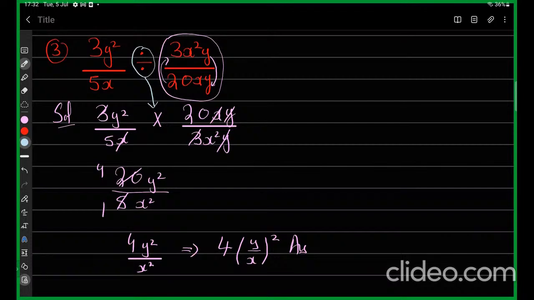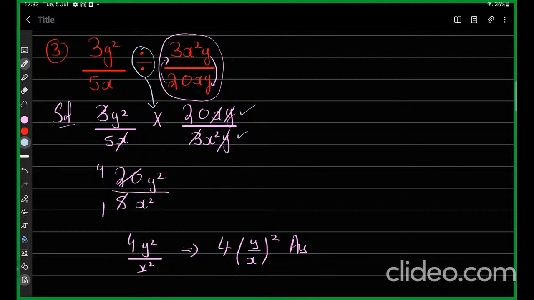And in order to balance this change, we are taking the reciprocal of the second fraction. So the reciprocal of the second fraction basically gave you 20xy in numerator and 3x squared y in the denominator. Then 3 and 3 were cancelled, x and x were cancelled, y and y were cancelled, and we were left with 20y squared divided by x squared. Okay, and after simplifying, we got 4 into y by x whole squared. Okay, this was the answer.